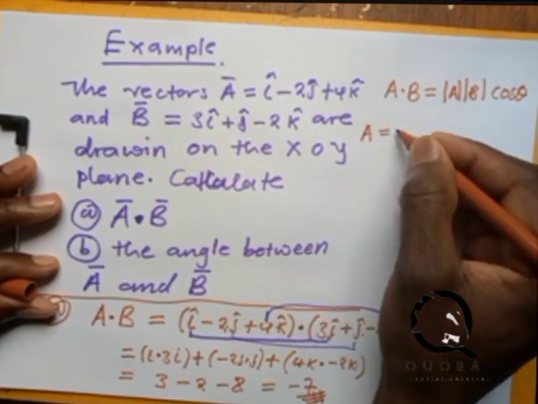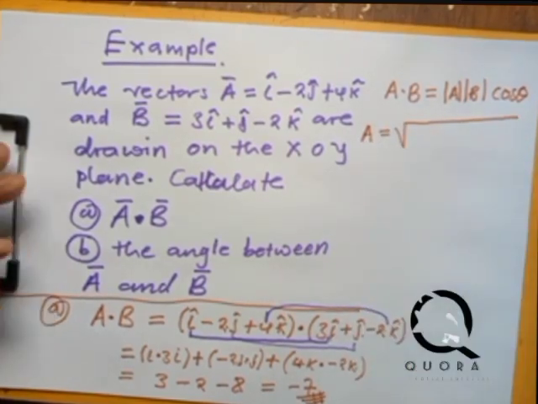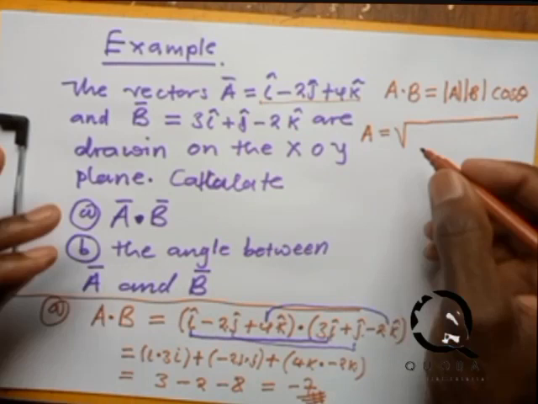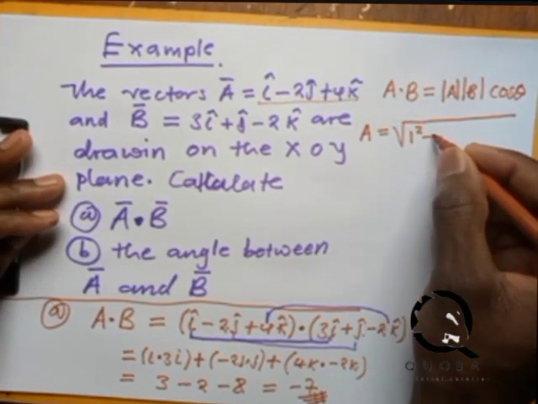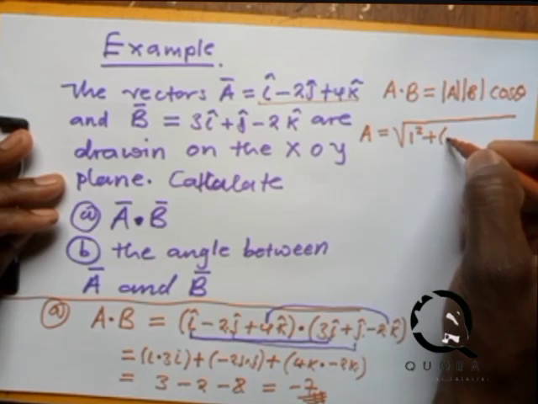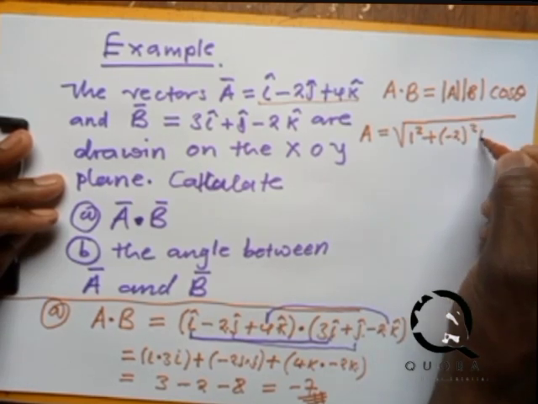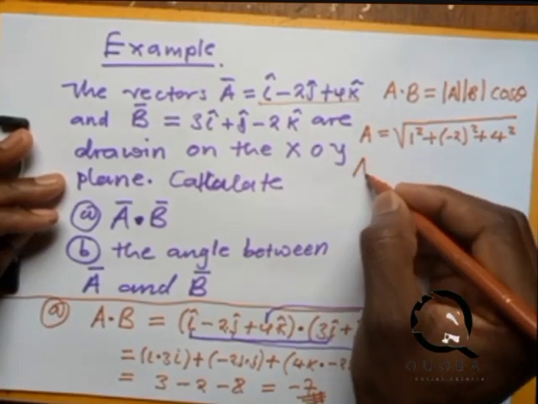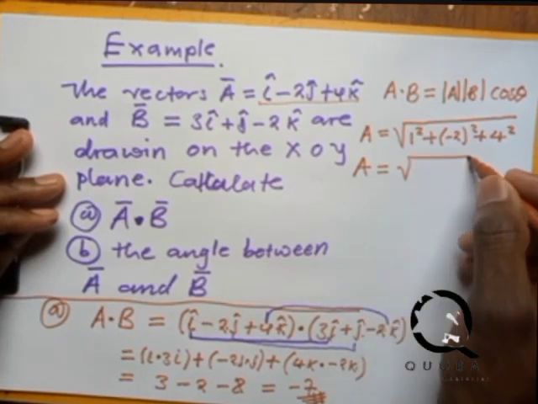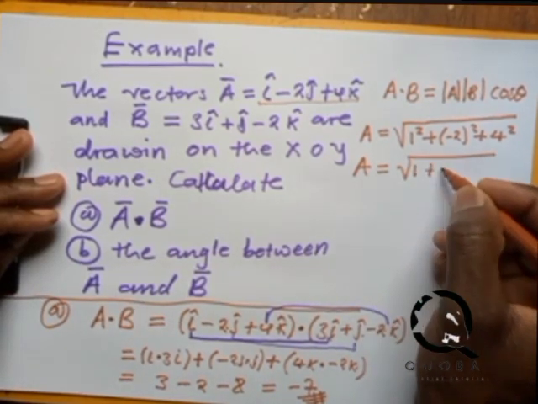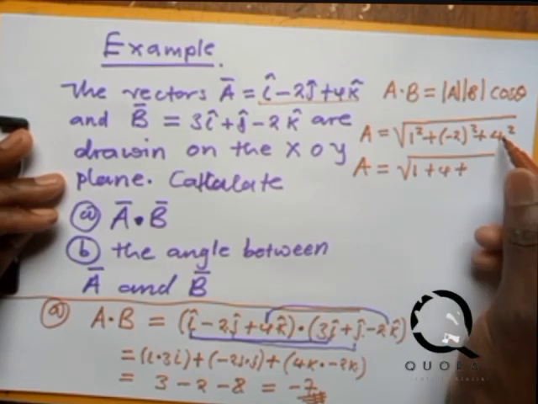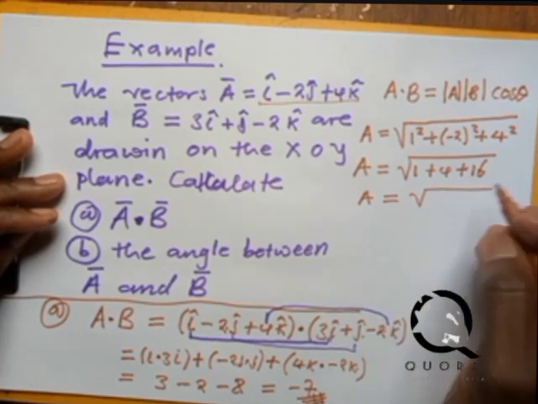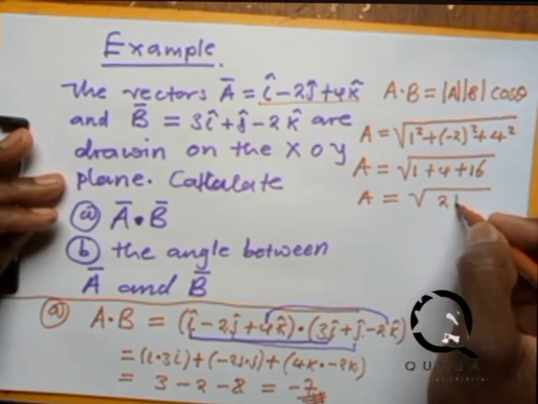Say the magnitude of A has to be equal to the root of, you come to the question which is here, we are having i, which is going to be 1 square, plus negative 2 square, plus 4 square. Meaning that A has to be equal to root of 1 plus 4 plus 16. So the magnitude of A has to be equal to root 21.